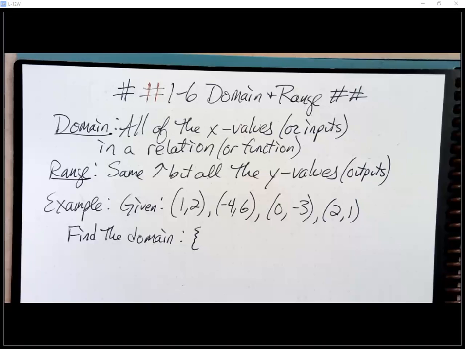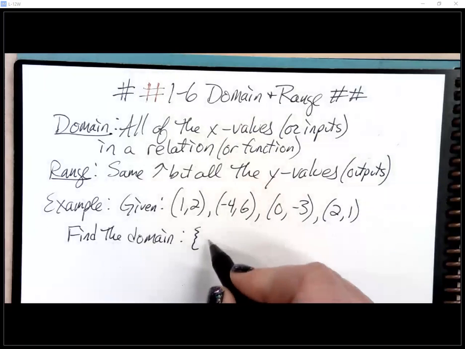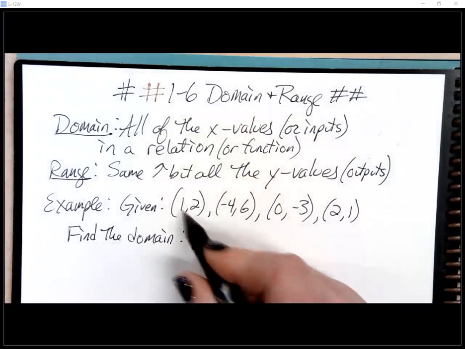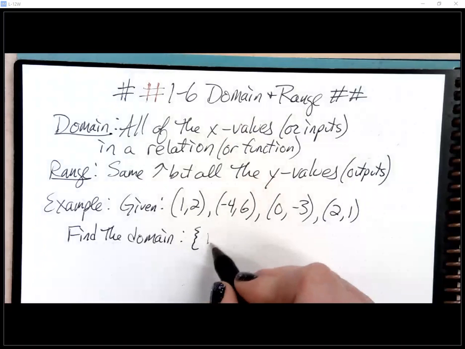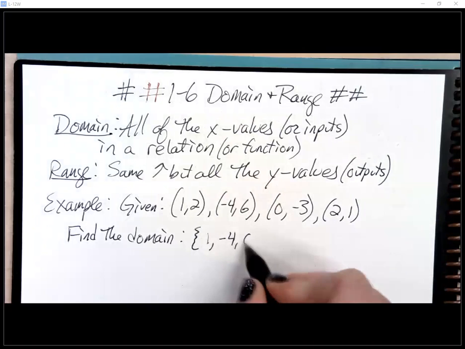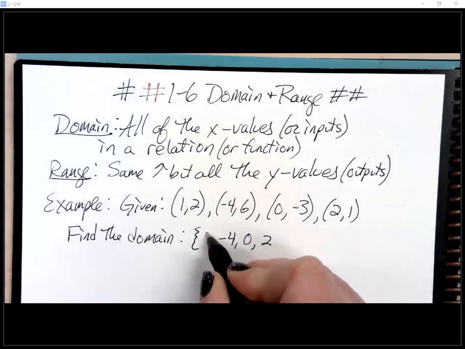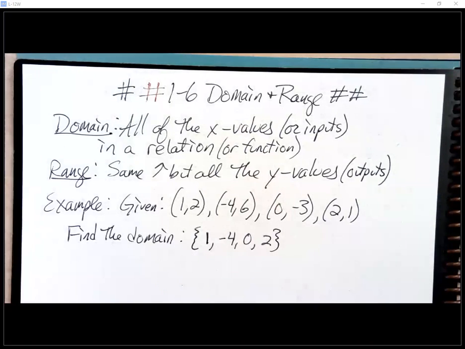So I'm literally just going to pluck all of my x coordinates. I'm not going to bother putting them in order, but you can, just so you can see exactly where they're coming from. So I'd have 1, -4, 0, and 2. None of them repeat. So there is my domain. I'm just extracting my x values.